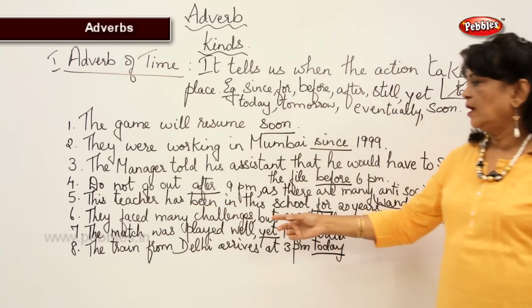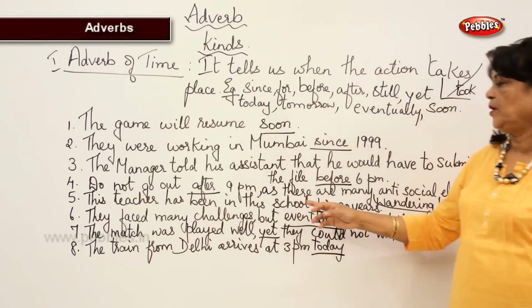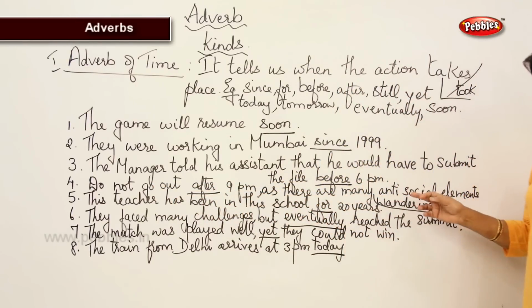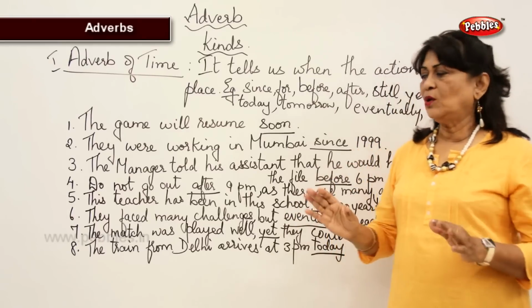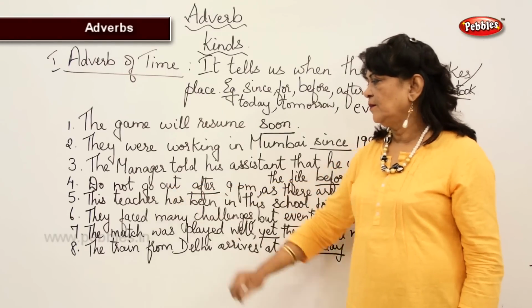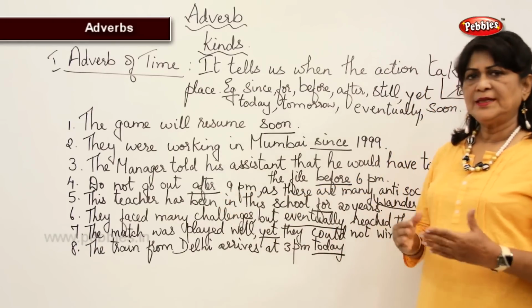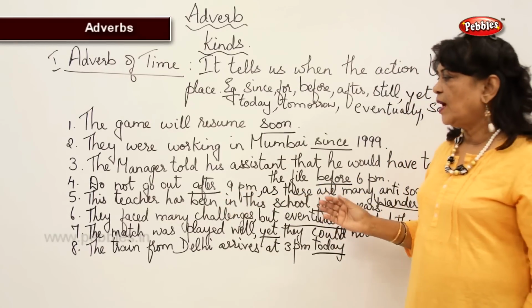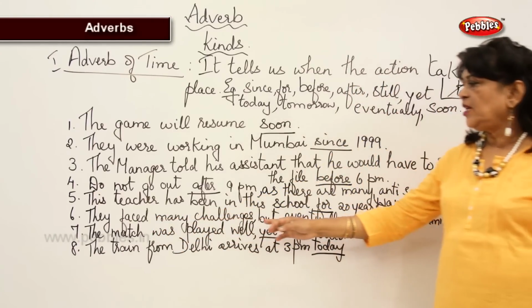Teacher: Do not go out after 9 p.m. as there are many antisocial elements wandering here. Okay, in "do not go out", go is a verb and after is an adverb because it adds more meaning to the verb.